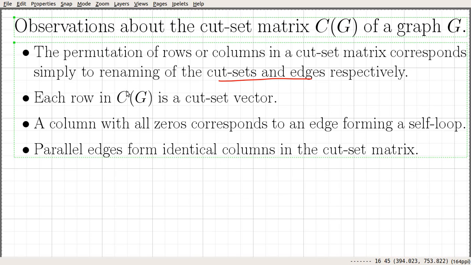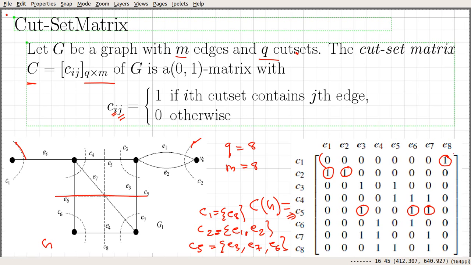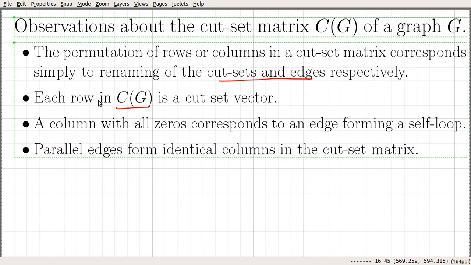We saw the same kind of situation with the other two matrices, the incidence matrix and the cycle matrix. And again we can see that each row in C of G is a cut set vector. You can consider each row as a 0-1 vector. Similarly, if you consider the first row, this can be considered as a vector. Similarly, if you consider the fourth row, you can consider that as a vector, and so forth. That's what this observation says. Each row in the cut set matrix is a cut set vector, and a column with all zeros corresponds to an edge forming a self loop.